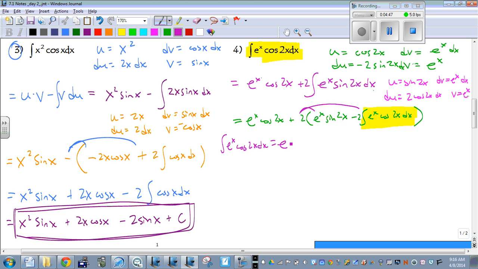So we have e to the x cosine of 2x plus 2 e to the x sine of 2x minus 4 times the antiderivative of e to the x cosine of 2x dx. So like I was saying, I want to combine these like terms. We've got this integral and this one that look the same, but this has the negative 4 in front. So what we're going to do is add 4 times this integral to both sides.